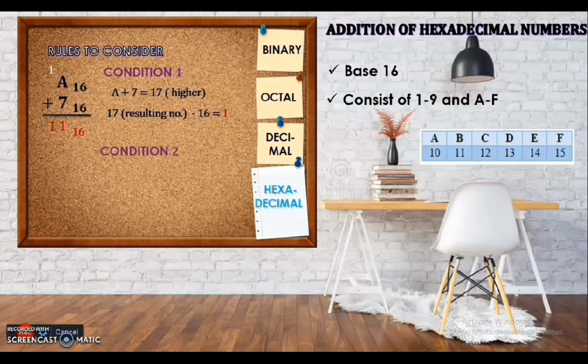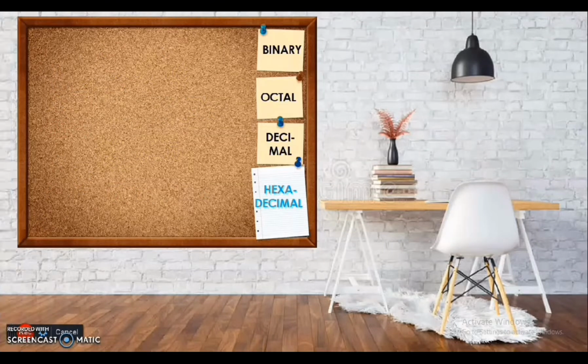Another condition is, when you add numbers and the result is not greater than 16, you don't need to put carry 1 or even subtract 16 from the resulting number. You just have to simply write its resulting numbers or letters. As an example, let's try to add C980F base 16 and 7AF83 base 16.